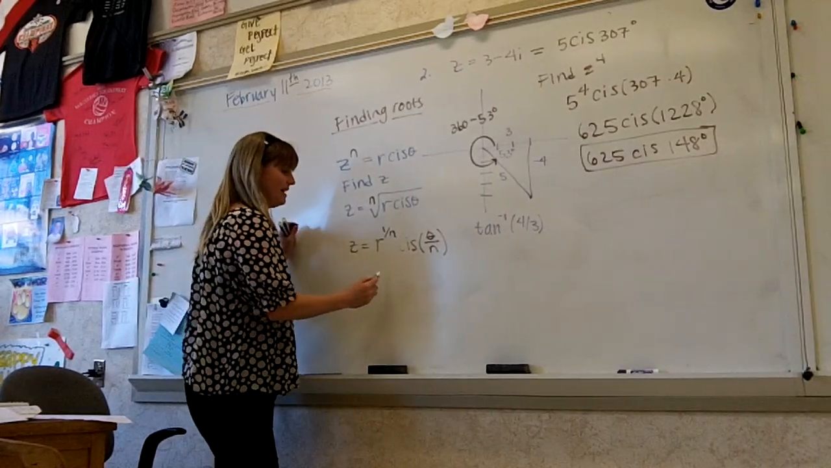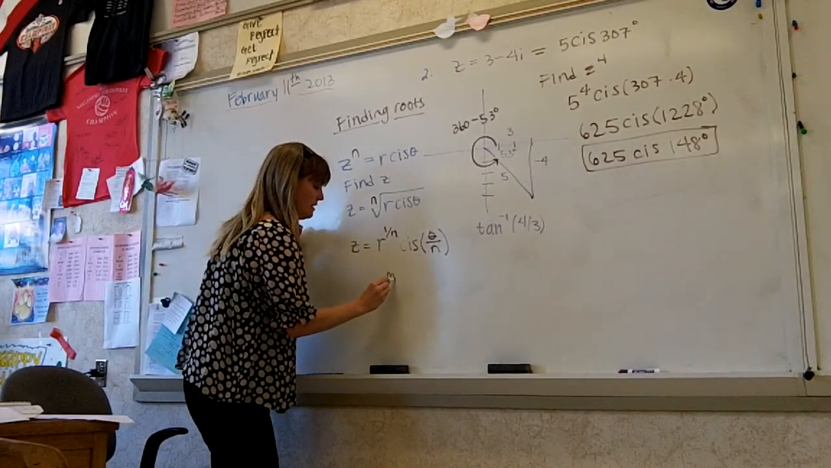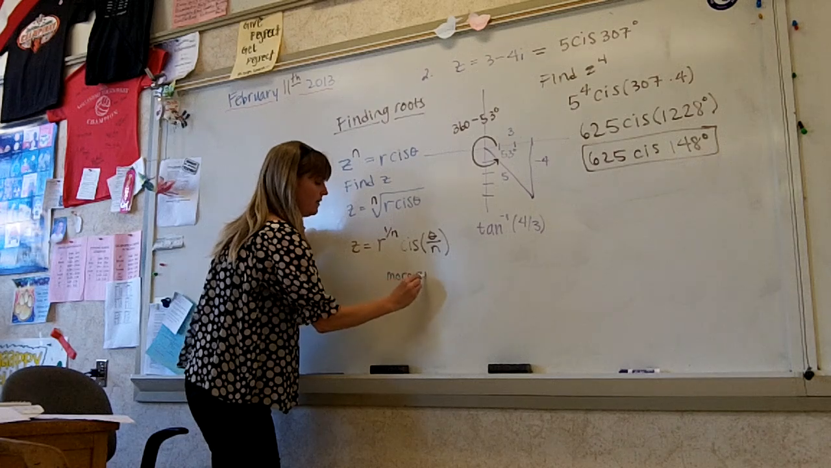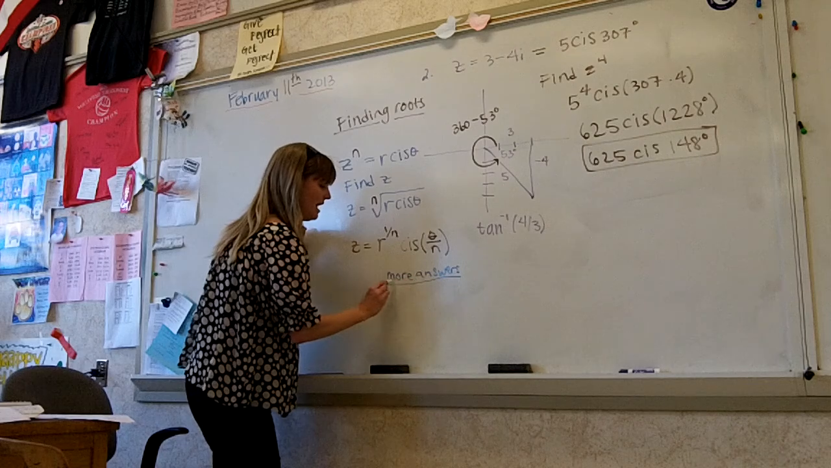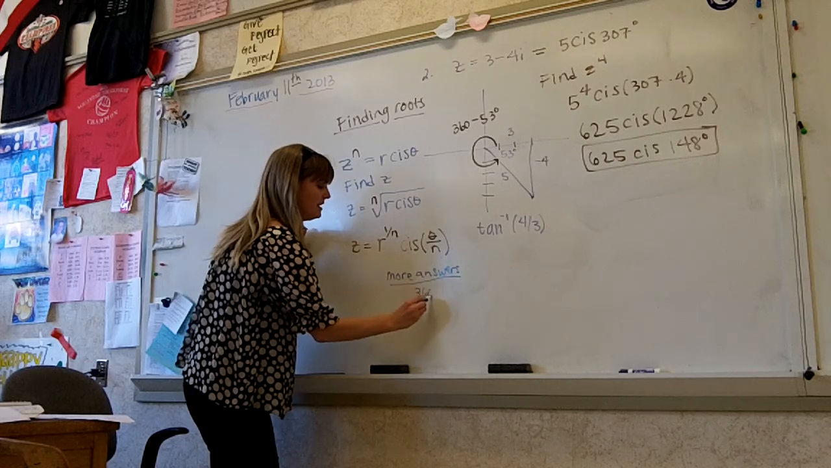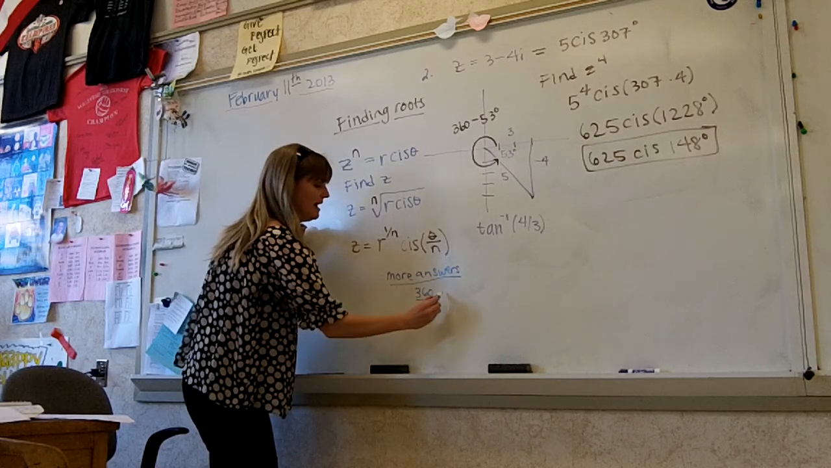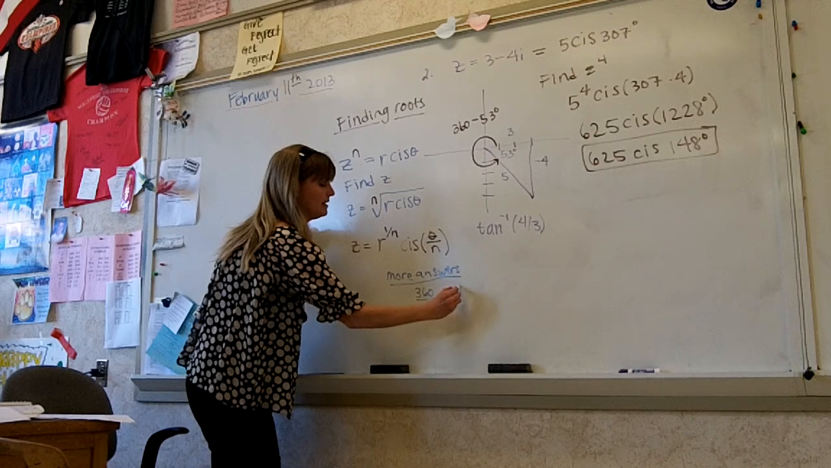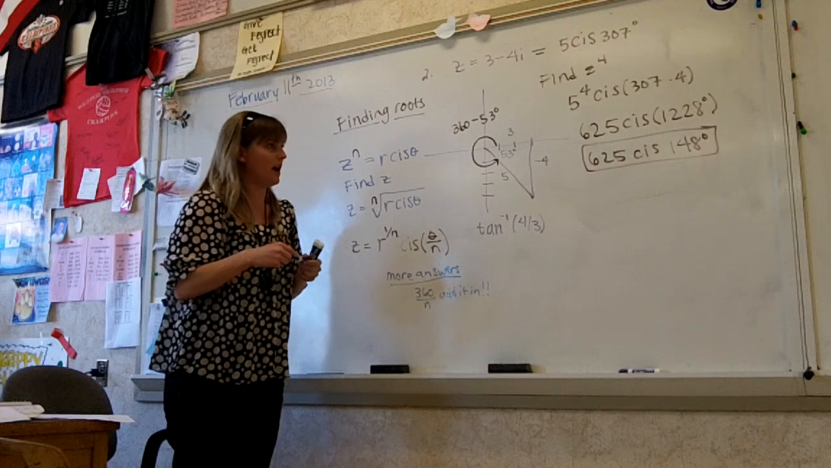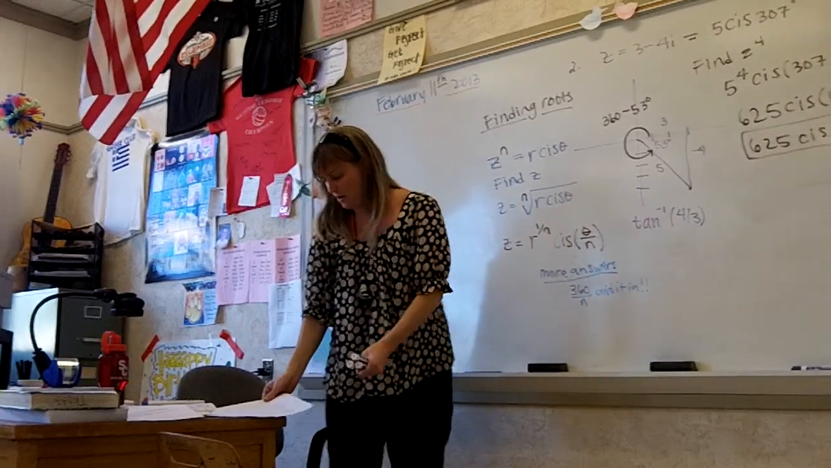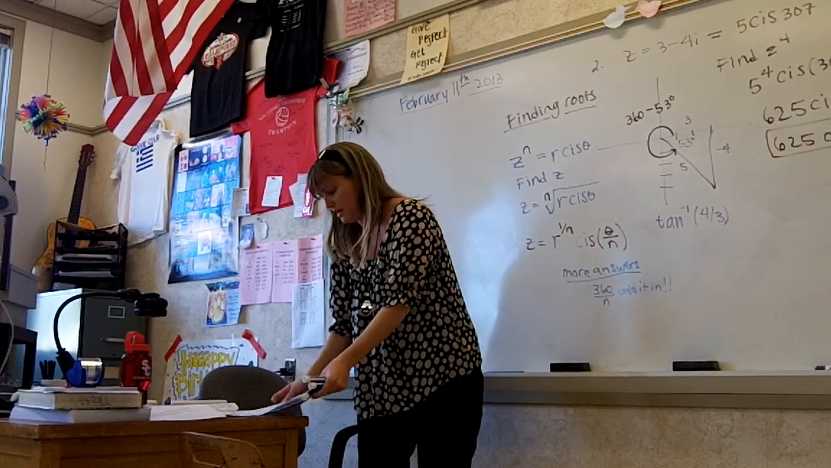So how do you find the other answers? Oh my gosh, this is the only thing that you have to remember. And it's easy. I just take 360 divided by n, and I add it in. So you'll see. I'm going to do an example, and then you'll see that, oh, okay, I remember doing stuff like that before.